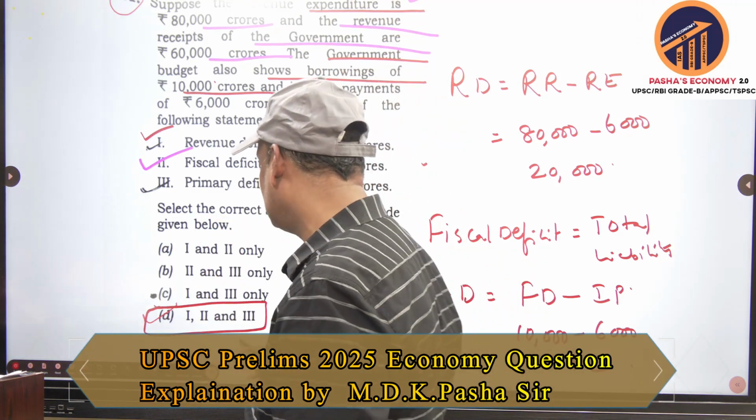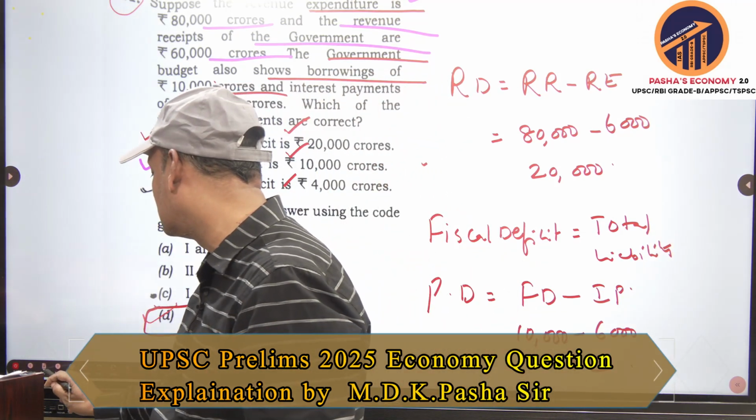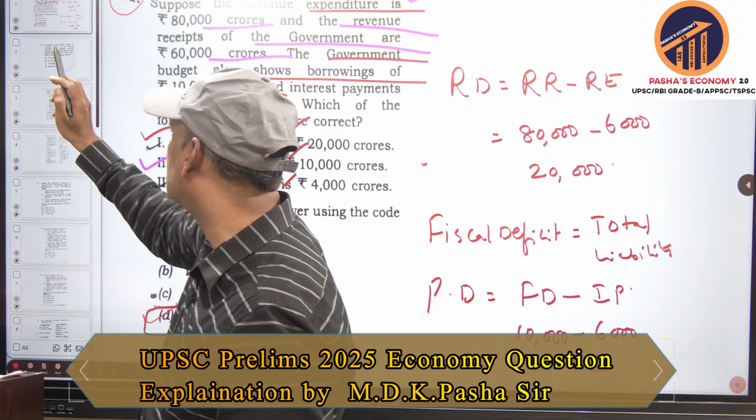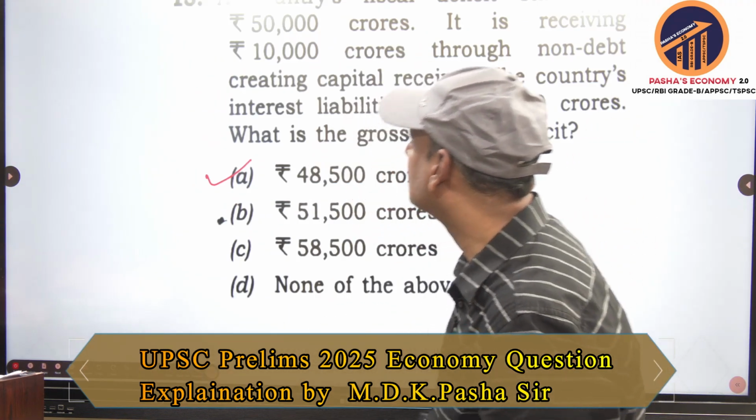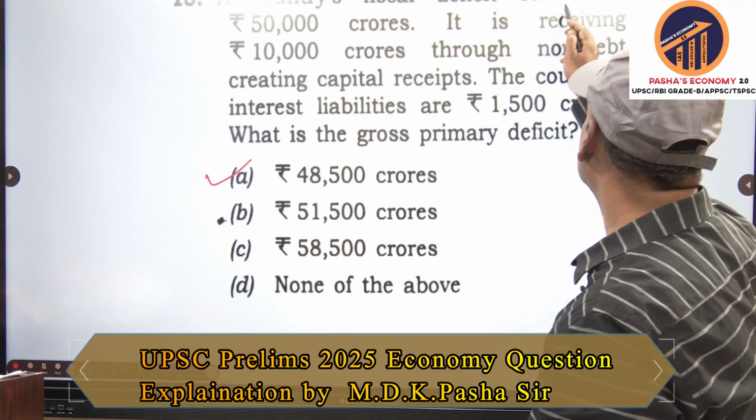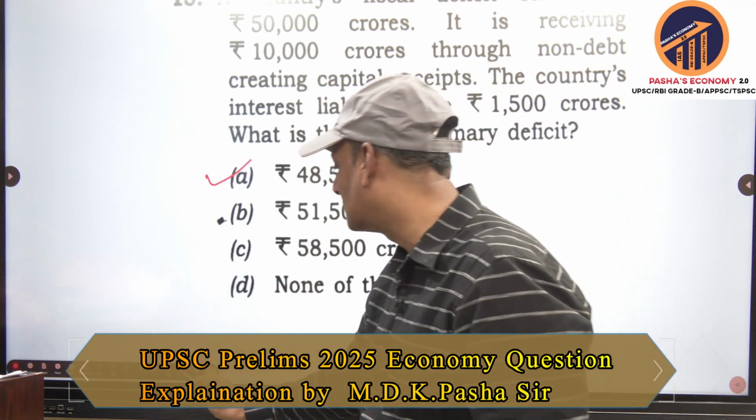So the first answer is 1, 2 and 3, friends. Clear? Easy to understand this. Second thing, friend, second question, try to understand. The second question is: the country's fiscal deficit stands at 50,000.